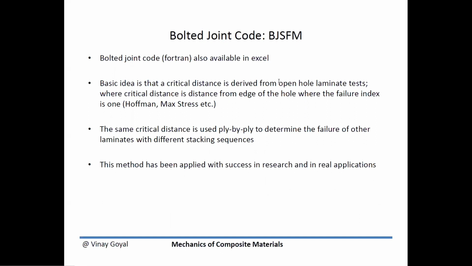The BJSFM code is a bolted joint code in Fortran, also available in Excel. The basic idea is that a critical distance is derived from an open hole laminate test, very similarly to the way I did it, where the critical distance is from the edge of the hole to where the failure index is 1. Then the same critical distance is used on a ply-to-ply basis to determine the failure of other laminates with different stacking sequences. This method has been applied successfully in various applications. I'm not going to say that this code is perfect. No code is perfect, but all of them provide you some top-level assessments of bolted joint designs.